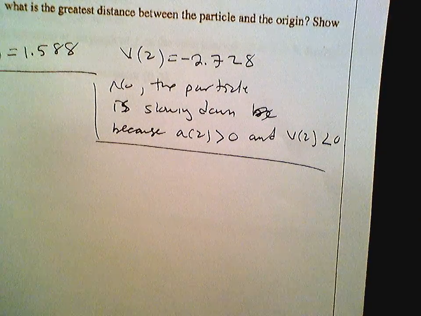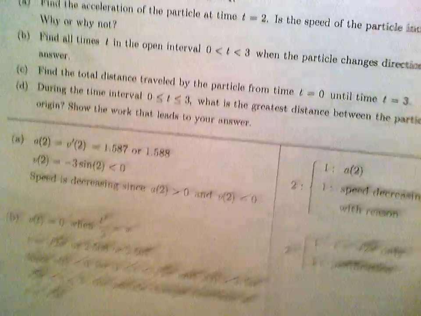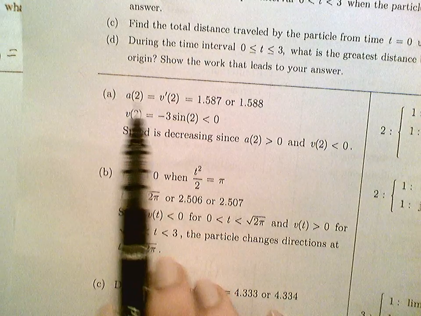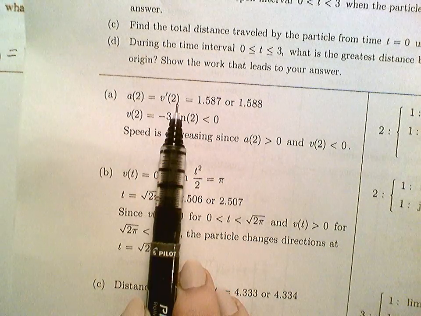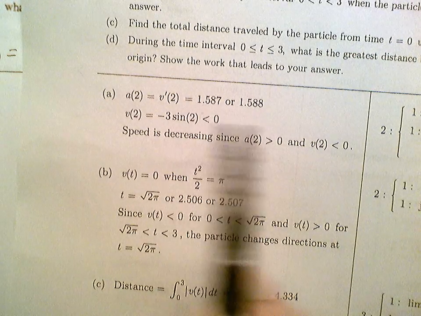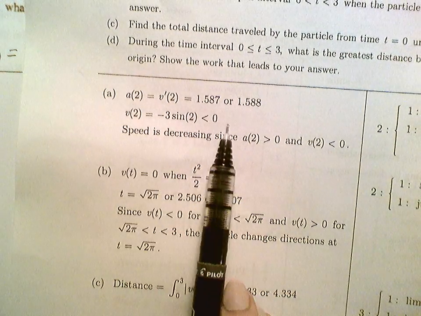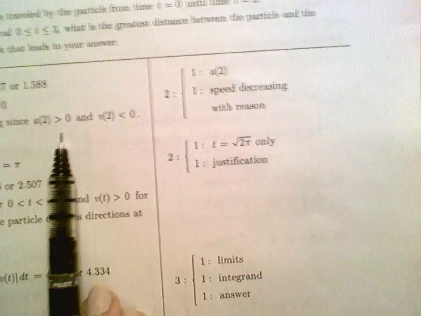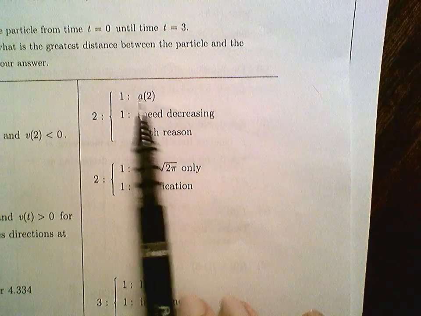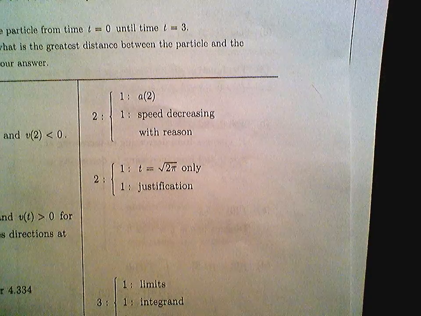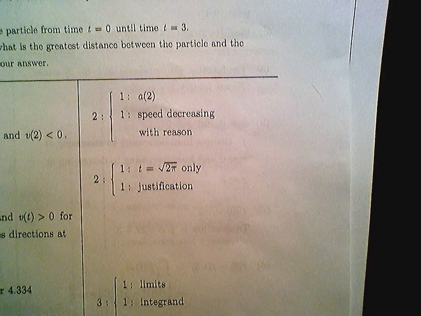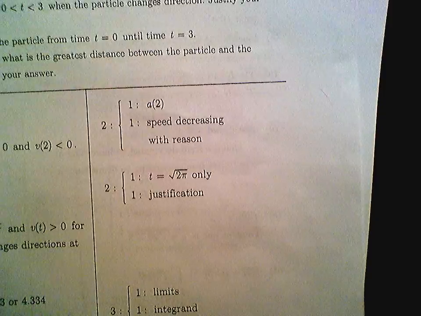Then let's look at the scoring rubric and see what they say and how many points I got. They wanted us to find this. Oh, they even showed the way that I did it: a of 2 equals v prime of 2, and then they got those numbers. There's more work. We got a full 2 points; this section was 2 points. We got the acceleration at time 2, and we said the speed is decreasing, or no to their question, with a reason.